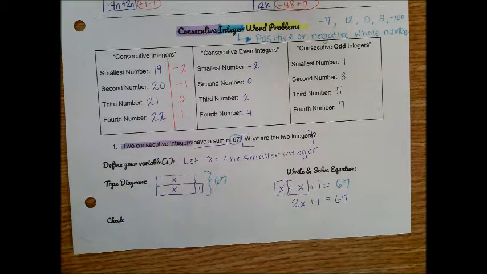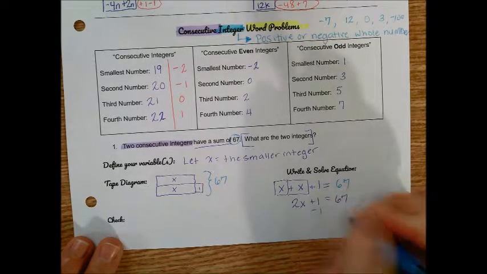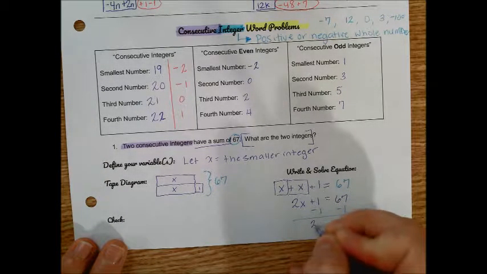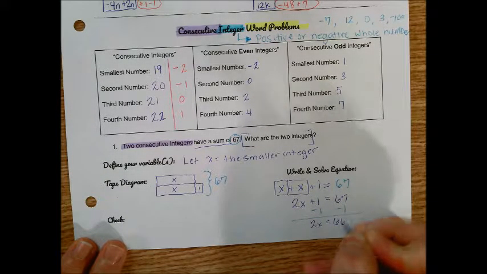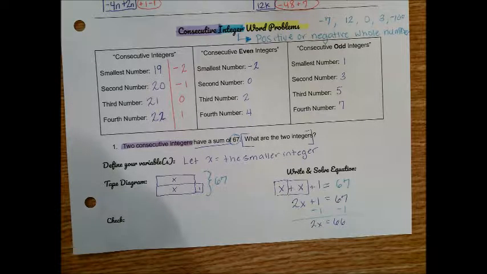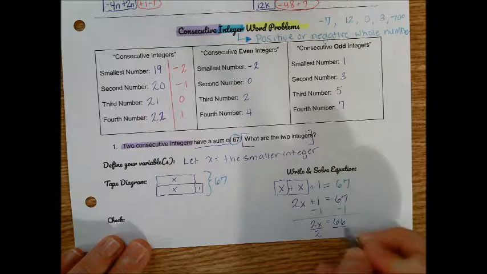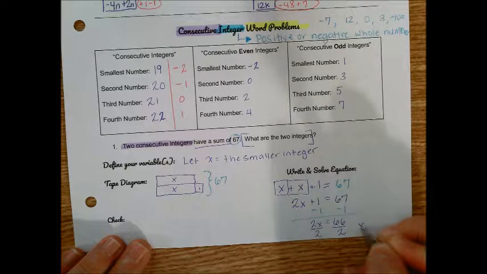Once I've gotten my equation written out like this, you know how to solve. I'll subtract 1 from both sides. When I do that, I end up with 2x equals 66. And then to finish solving, to undo my 2 times x, I'll divide both sides by 2. And that gives me x equals 33.